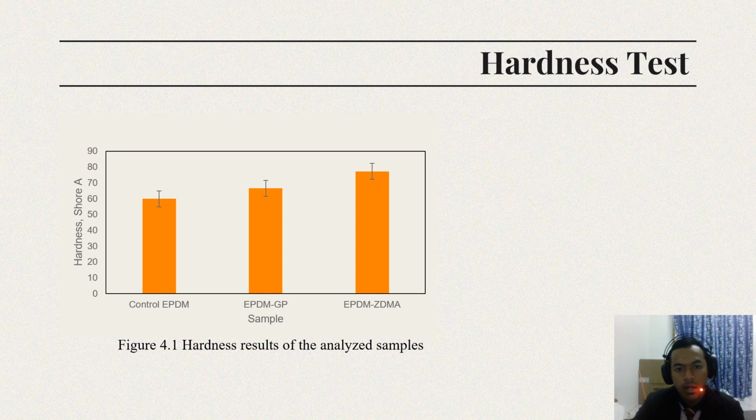As we can see at figure 4.1, the EPDM with ZDMA obtained the highest hardness compared to the control EPDM and EPDM with GP. It made EPDM with ZDMA difficult to deform or bend easily.